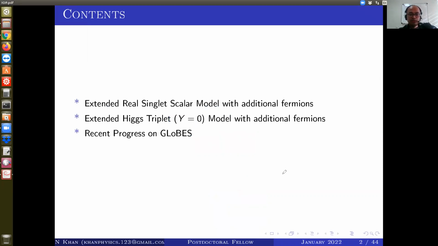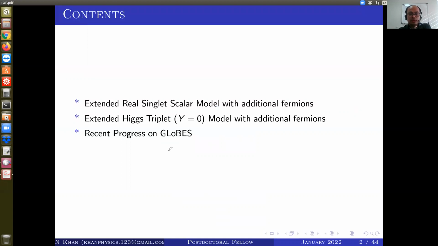First I will go through the details of the real singlet scalar model and its extension, and what the outcome is. Then I will talk about the Higgs triplet model and its extension, more briefly. Then I will talk about the progress I have made in writing the GLoBES files for the neutrino experiment. That I will talk about last.